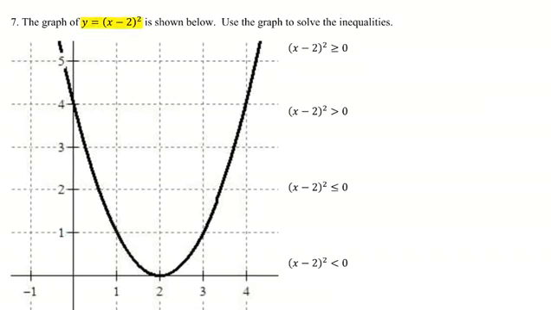And so when they say that x minus 2 squared is greater than or equal to 0, really what I'm going to say is that y is greater than or equal to 0. And if we look at all of the y values along this parabola, this is all y greater than 0. Here we have y equals 0. And then up here we've got y greater than 0 again.